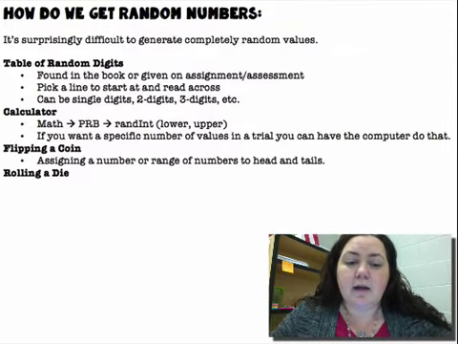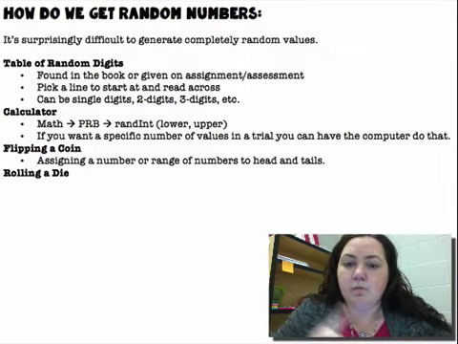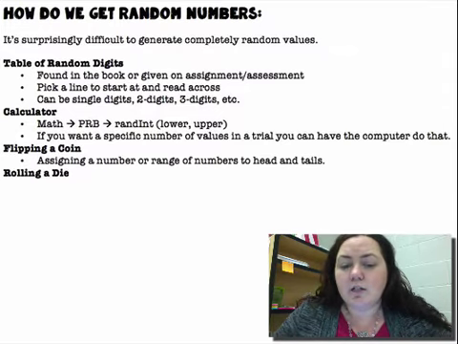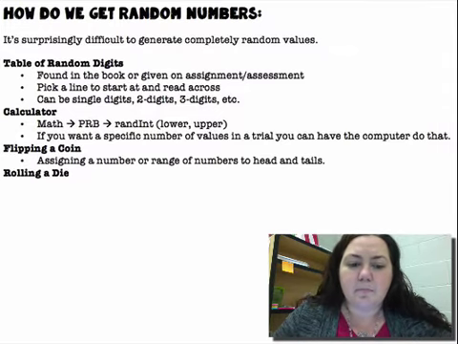Alright, so we could have a table of random digits. There's one that you can look up in your book, or it's usually given, like a small section of the random digits, on the problem or assessment. You're going to pick a line to start at, and then you're going to read across from left to right. It can be a single digit, 2 digits, 3 digits at a time, whatever, depending on the problem that you're working with.